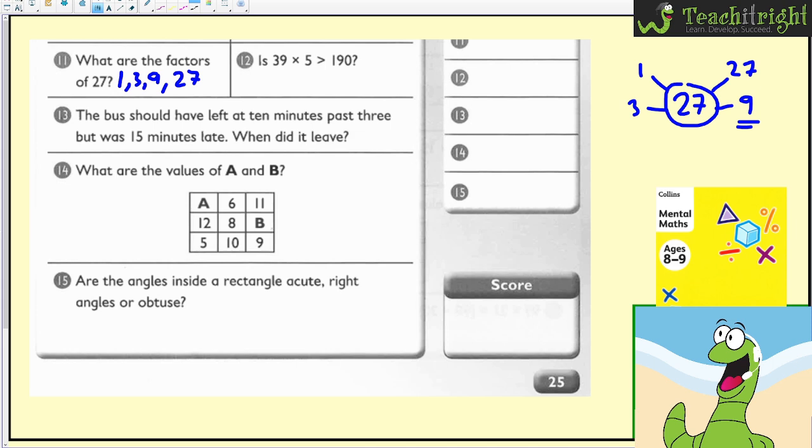Well, to do this, we've got to do 39 times 5. A few ways of doing it. You could do 40 times 5, which would be 200, and then take away 5 because you've got one lot of 5 less, which is 195. You could do 30 times 5 and 9 times 5 and add them together, or you could use some sort of column multiplication method, but the answer is 195, and the answer is yes, because 195 is greater than 190.